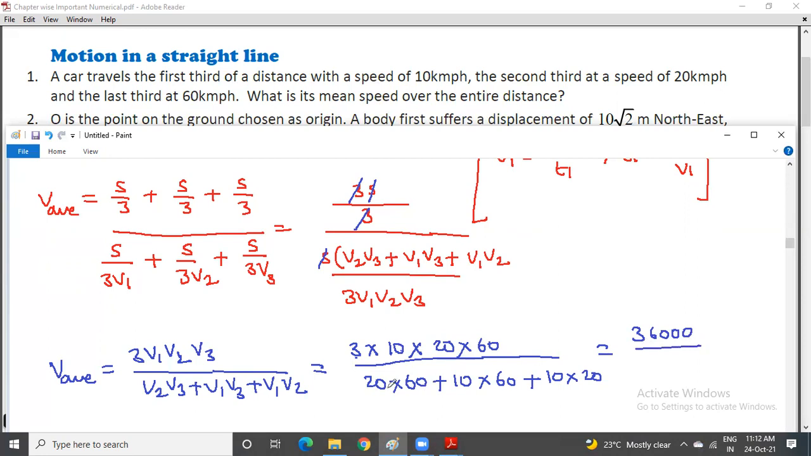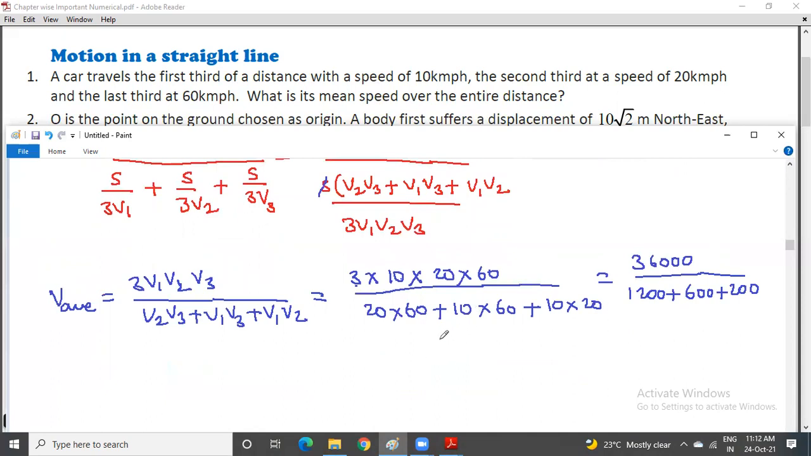Divided by, this is 1200 plus 600 plus 200. So the denominator, you will get 2000. So 36000 divided by 2000. Therefore, this is 18 kmph. Now you can also convert into meter per second. It is not compulsory. 1 kmph is equal to 5 by 18 meter per second. So answer is 5 meter per second.